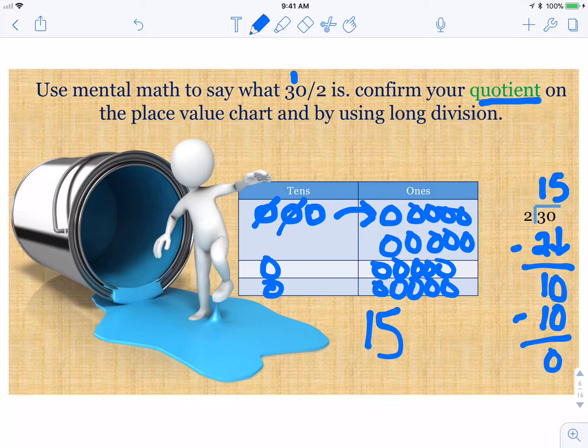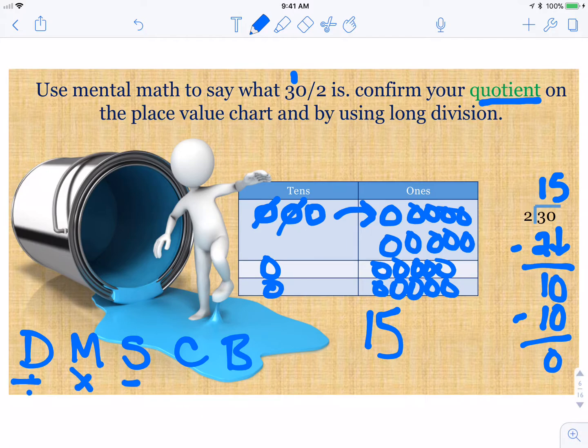Remember, when you divide, you want to say, does McDonald's serve cheeseburgers? You divide, multiply, subtract, check to make sure the number isn't too big, and then you bring down the next number. That is how you do a division problem using standard algorithm.